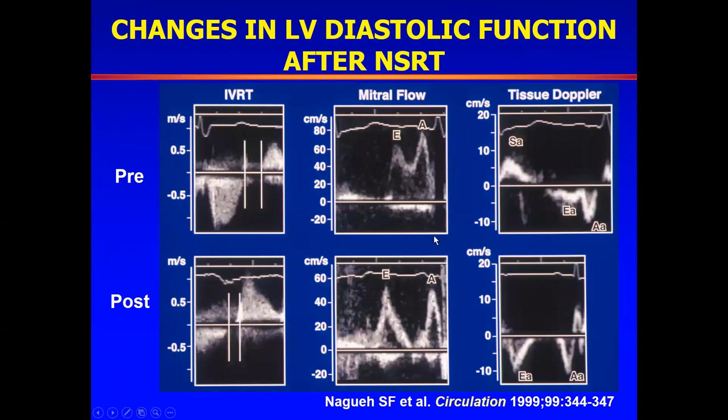Diastolic function improves. These are some of the changes that you see. You see the annular early diastolic velocity increasing, mitral inflow going from impaired relaxation to what looks like a normal pattern, and isovolumic relaxation time that is long getting shorter in the setting of a lower left atrial pressure, which indicates a better LV relaxation.